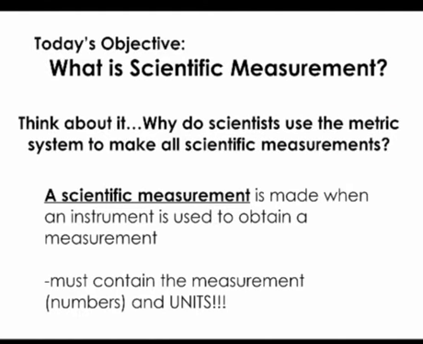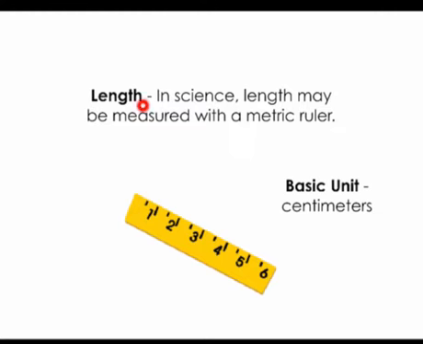A scientific measurement is made when an instrument is used to obtain a measurement. For example, a ruler or a stopwatch or a thermometer. And remember that when you take measurements, you must have numbers, which everyone seems to remember, but everyone seems to forget the units. So you have to remember to include the units. For example, length. Length is typically measured with a metric ruler. So the basic unit is going to be centimeters or meters, because in science we use the metric system, because that's what's used around the world.